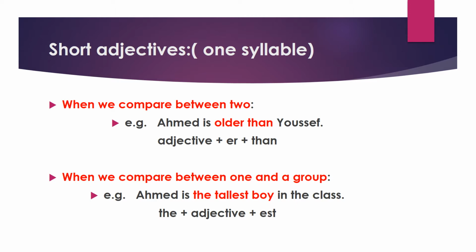But when we want to compare between one and a group, we use the plus the short adjective plus est, such as Ahmed is the tallest boy in the class. Here, I compared between Ahmed and all the students in the class. So, I used the superlative adjective, that is the plus the adjective plus est.